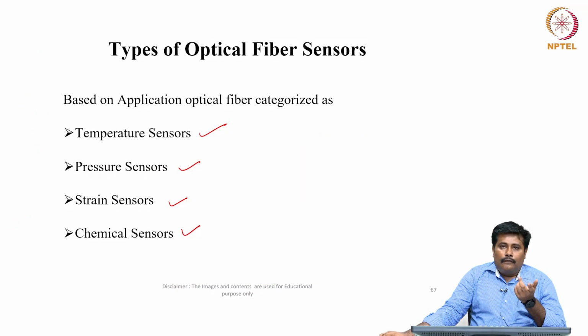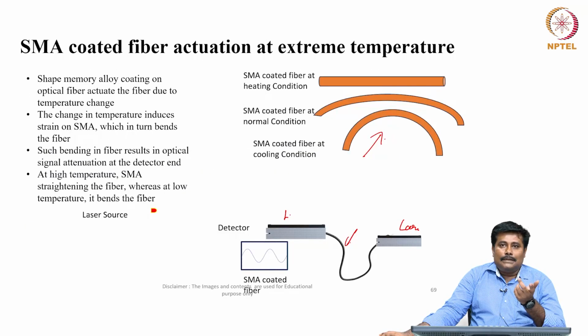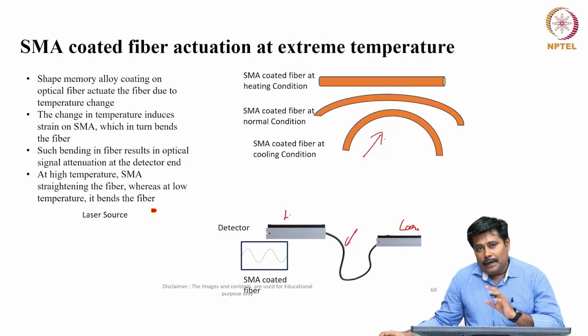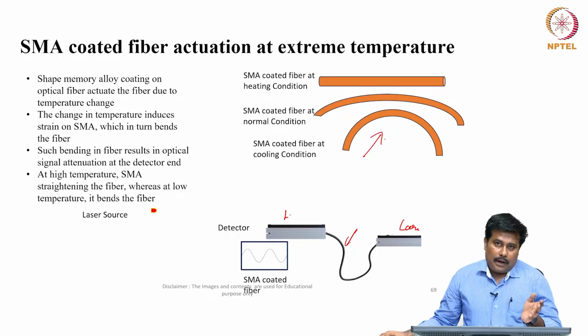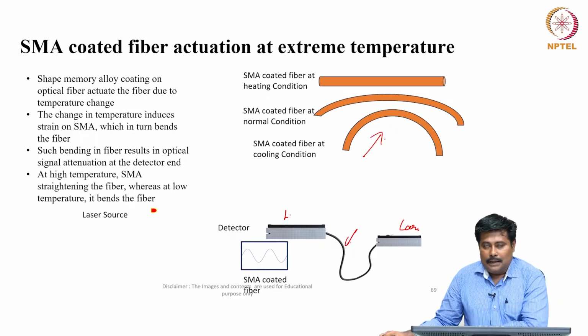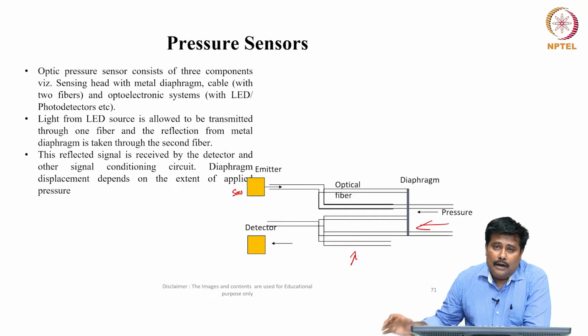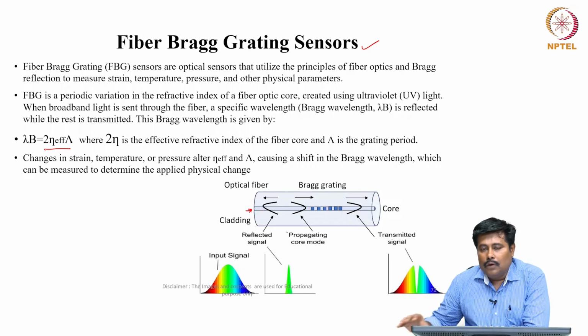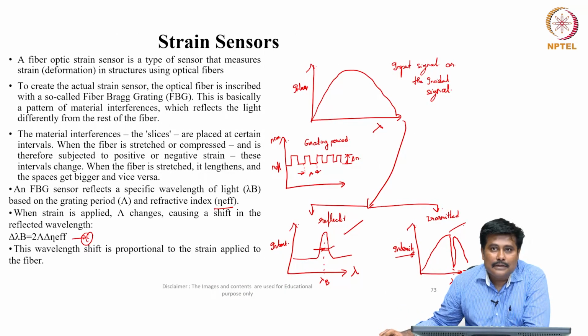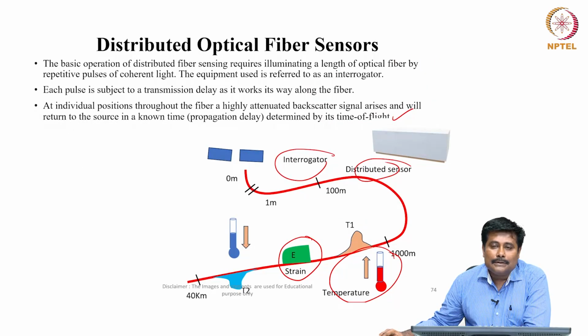And then optical fiber-based sensors: temperature sensors, a shape memory, smart material coated temperature sensor for cryogenic temperature sensing, as well as high temperature sensing applications have been discussed, and optical fiber based pressure sensors, and the overall fiber Bragg grating and its application in strain sensing related applications.